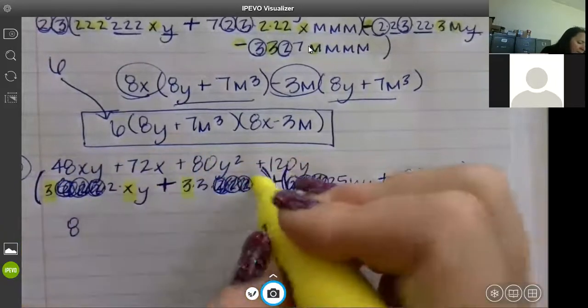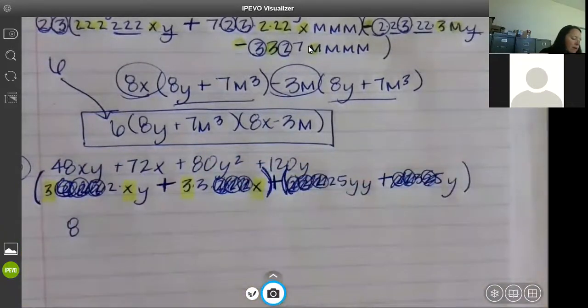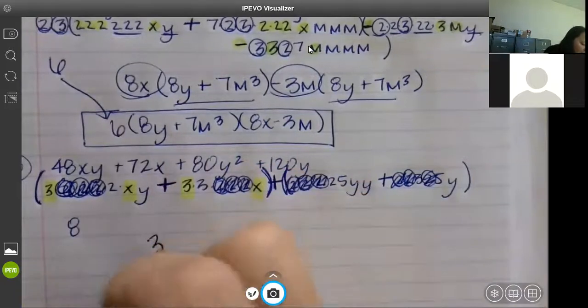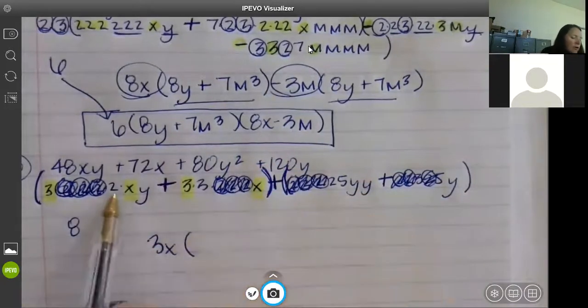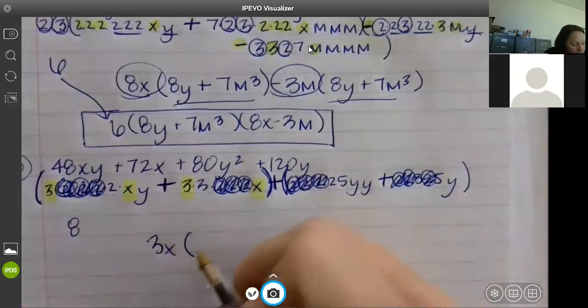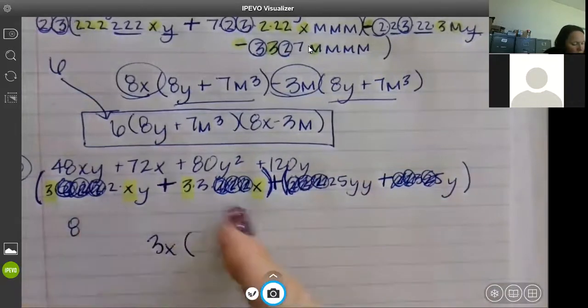3 and an x. So I'm going to pull out that 3x. I'm going to do it down here. And what did that leave me with? What did I not highlight? Just read it straight across.